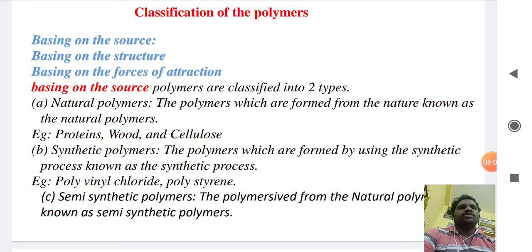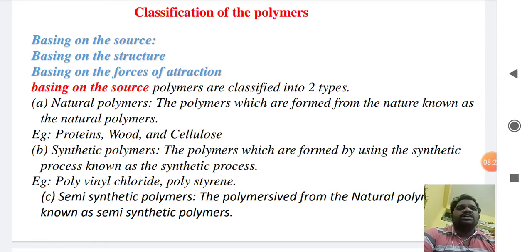When we observe the natural polymers, these are polymers which are completely produced from nature itself, so those are called natural polymers. The best examples of natural polymers are proteins, wood, as well as cellulose. These polymers are purely produced from nature itself, so these are called natural polymers.